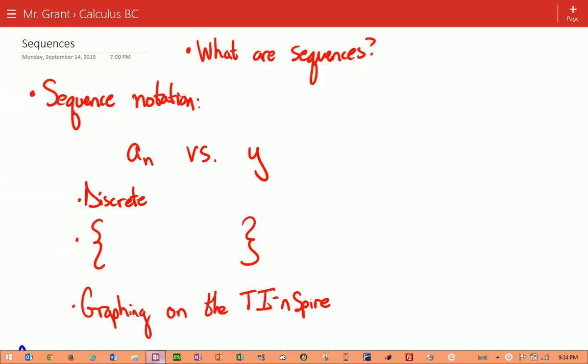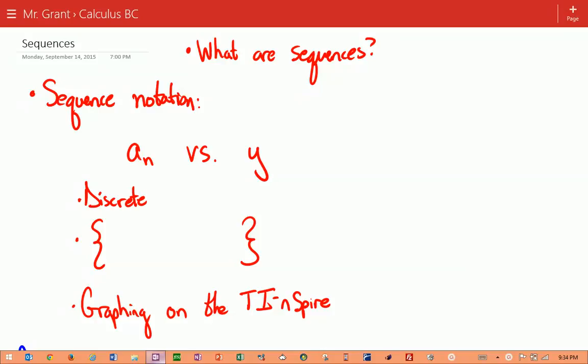Alright, we're finally starting our second unit in BC Calculus, and this unit's going to be on sequences and series. The focus is going to be a lot heavier on series, but we need to review or get an understanding of sequences first to actually be able to do series.